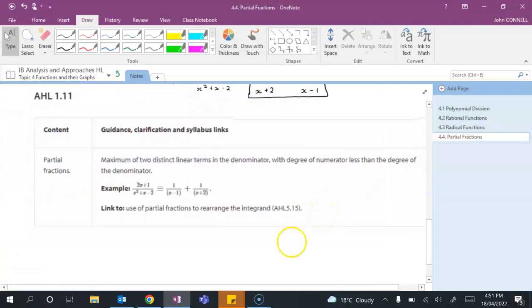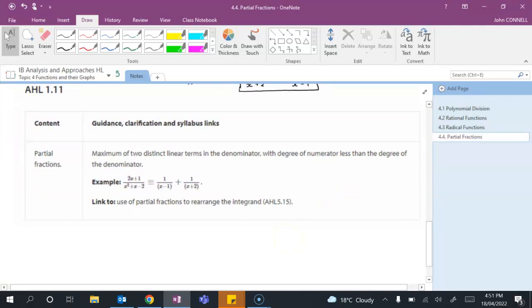And I thought it would be useful just to link in the syllabus here, because it says the maximum of two distinct linear terms in the denominator, which is what we had in that example, with the degree of the numerator less than the degree of the denominator. So you're never going to get ones where the numerator is going to be more than the denominator. Okay, alright, so we will leave it there.